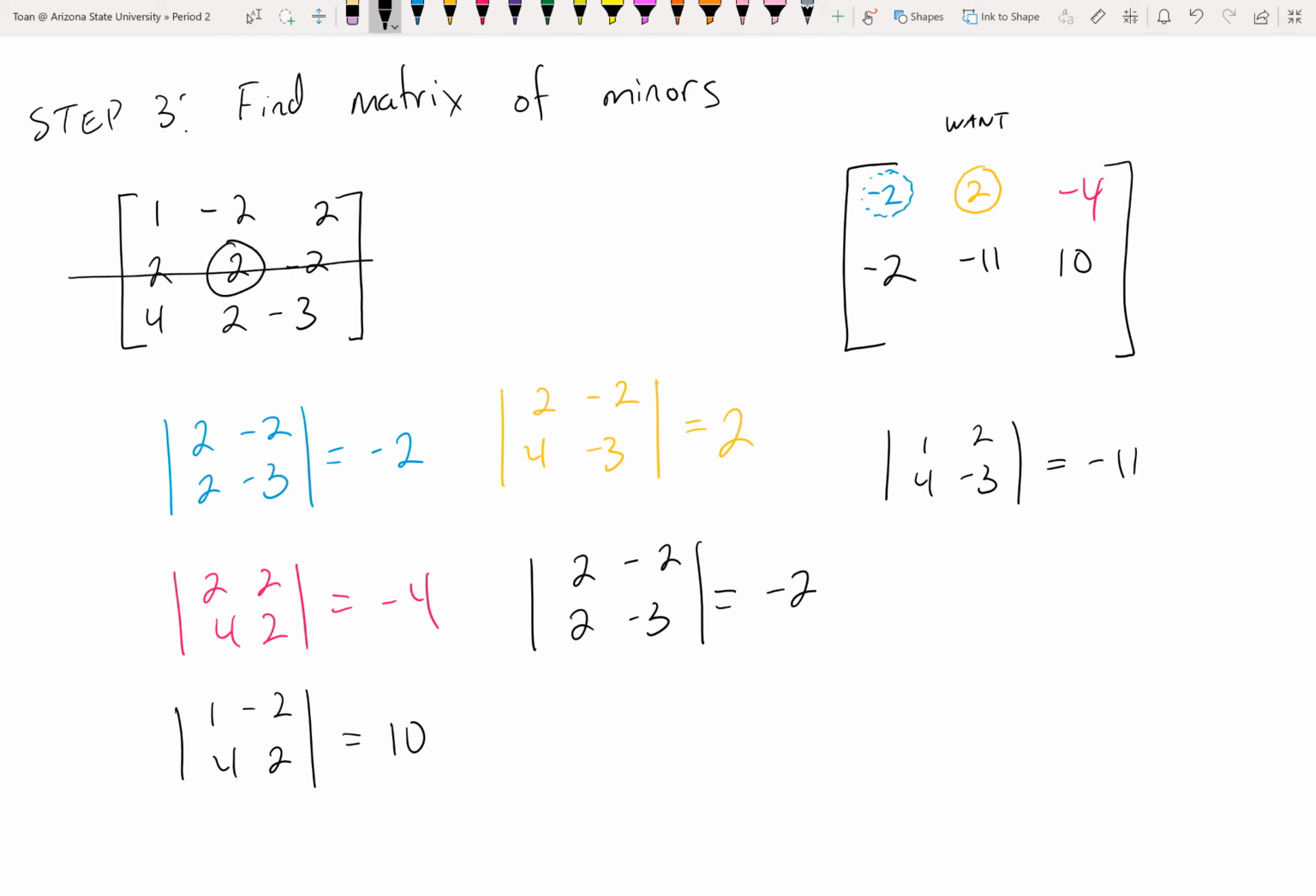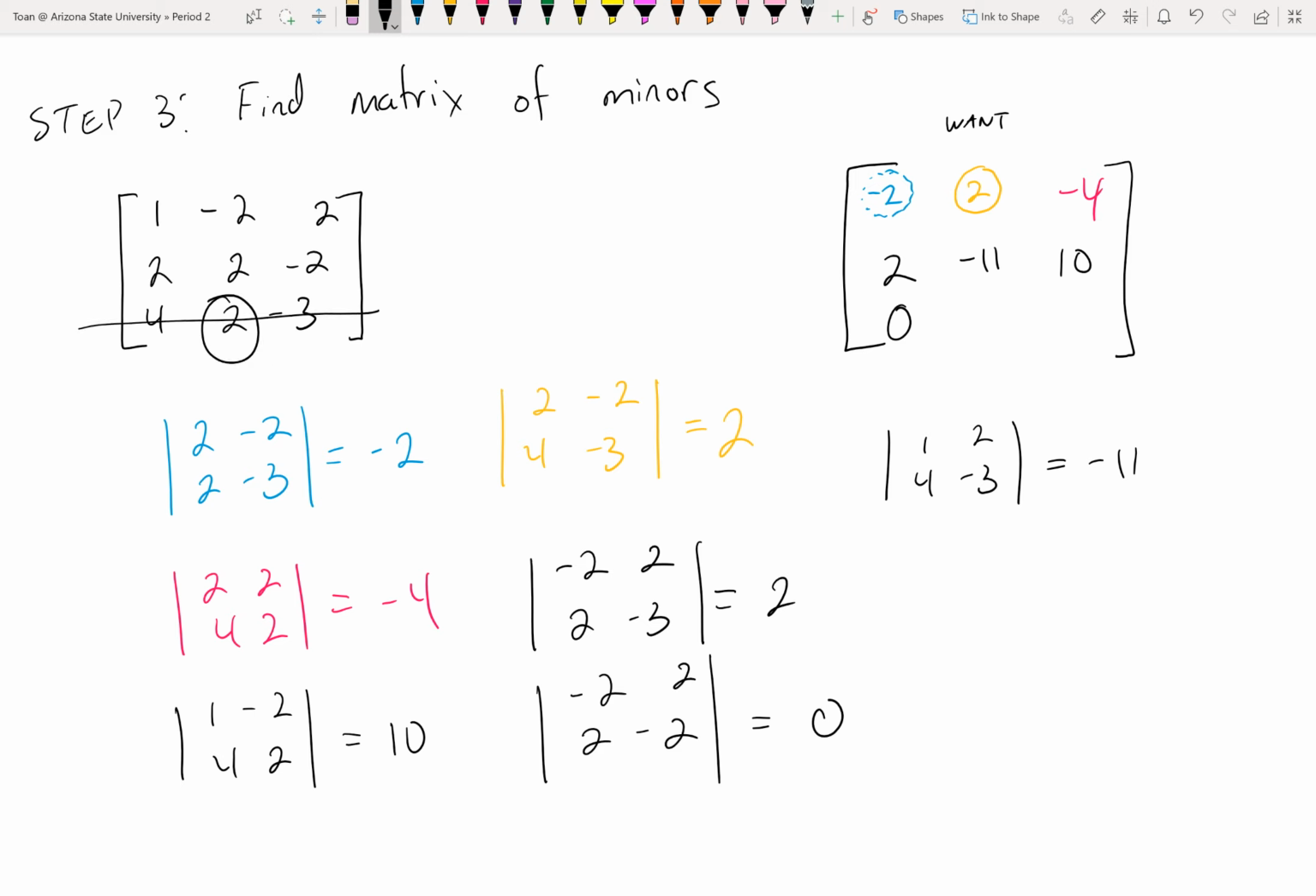What are we on? The bottom left corner. Deleted the first column, third row. That's negative 2, 2, 2, negative 2, which is going to be a 4 minus a 4, which is a 0. That's nice. Bottom middle. Delete, delete. We have 1, 2, 2, negative 2, which is a negative 2 minus a 4, which is a negative 6.